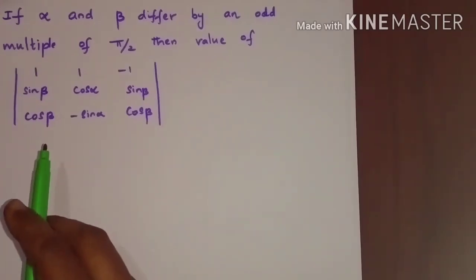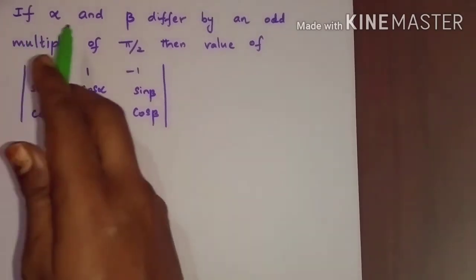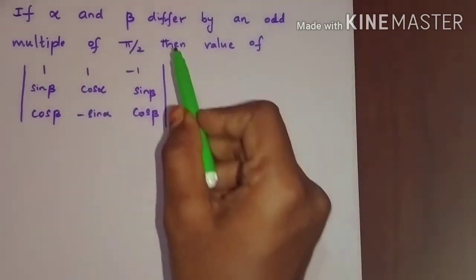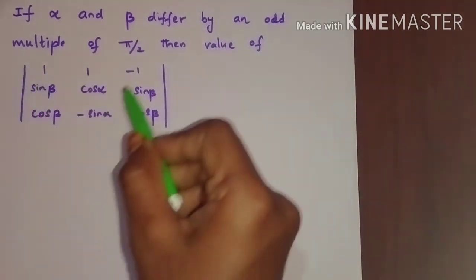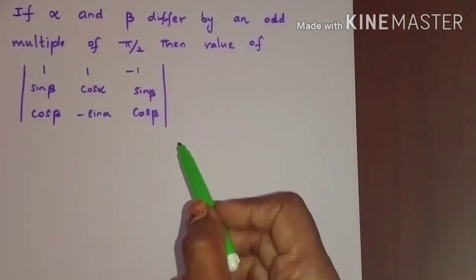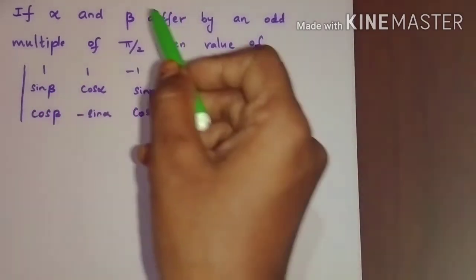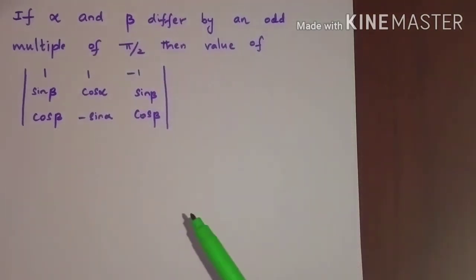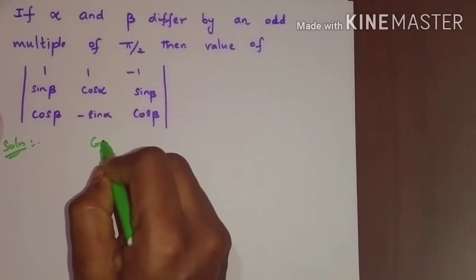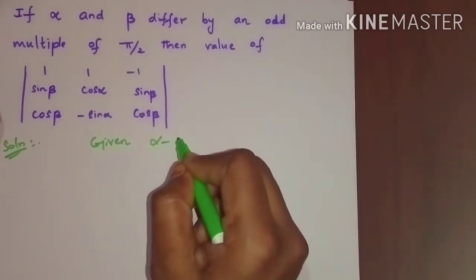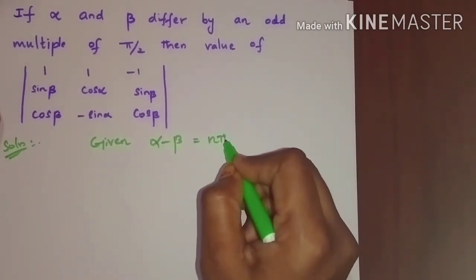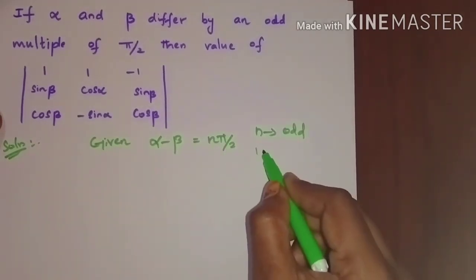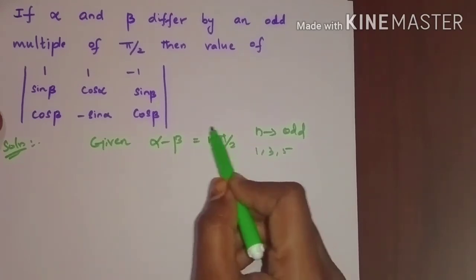See, in this problem they have given: if alpha and beta differ by odd multiples of pi by 2, then find the value of this determinant. It is a third order determinant with 9 elements, and they have given other information also, that alpha and beta differ by odd multiples of pi by 2. Odd multiples, n is an odd value: we have 1, 3, 5. It is an odd multiple of pi by 2.